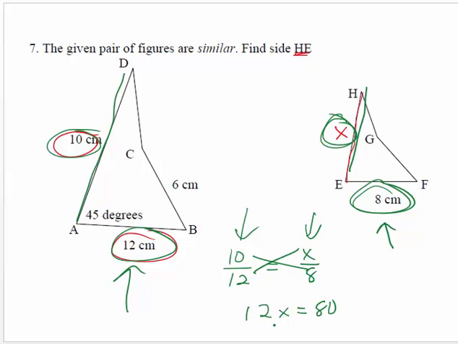So now I divide both sides by 12 to solve that, and I get x equals 80 divided by 12. I should be able to do that in my head. It's actually going to be 6.6 repeating, 6.6666 I believe. So x equals 6 2/3 if we change it to a fraction, or you could just say approximately 6.67.